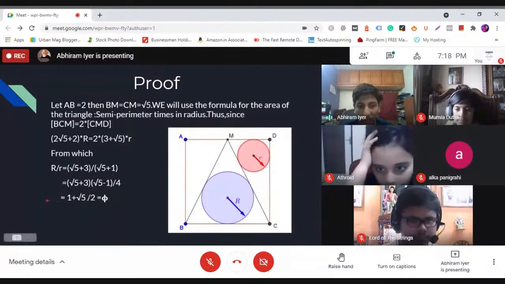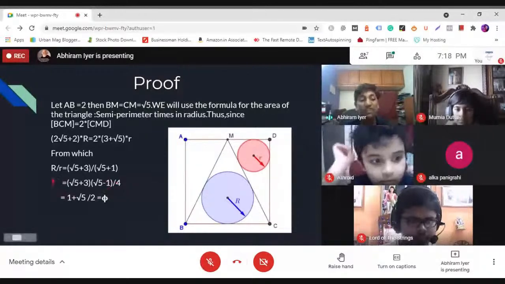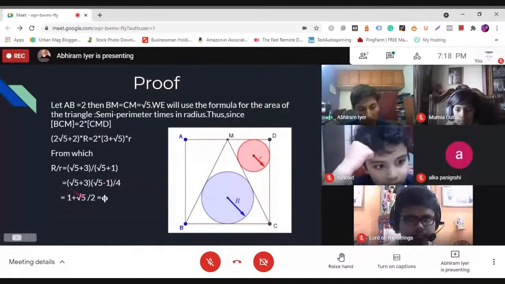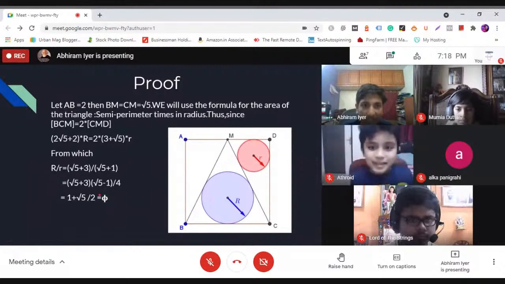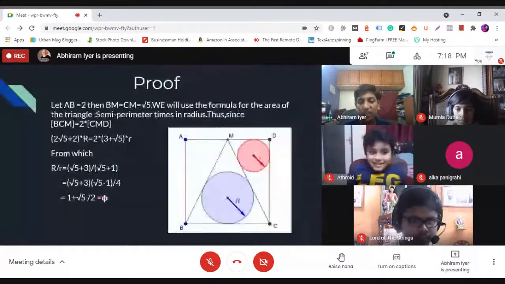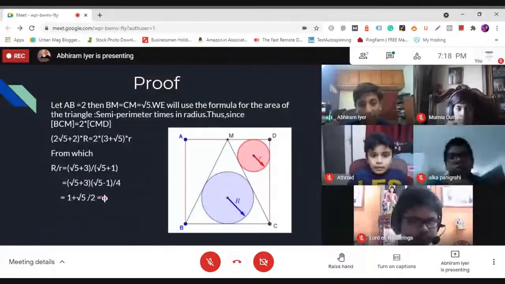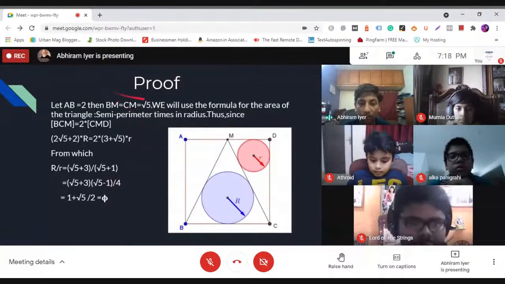And after further simplification, we get that R by r is equal to our good old famous golden ratio, (1 + root 5) by 2. These are just some examples where the golden ratio can be found in geometry. There are many such examples.